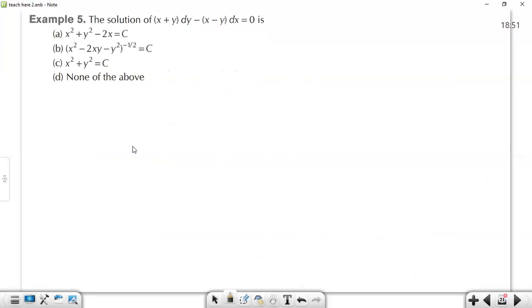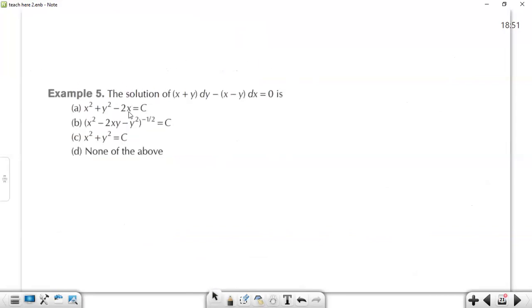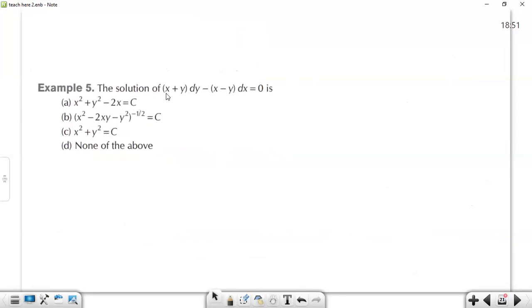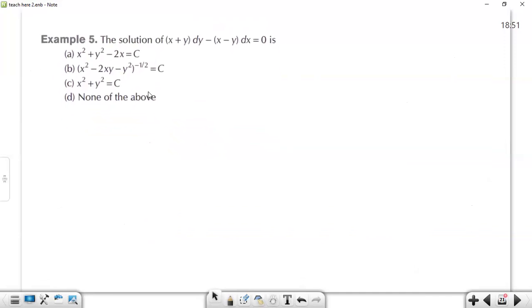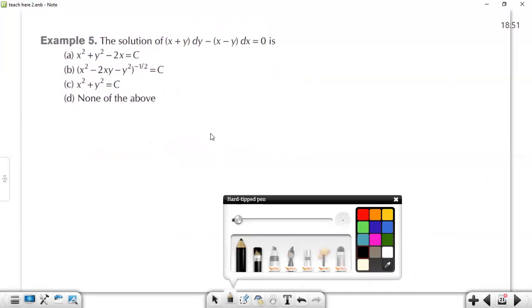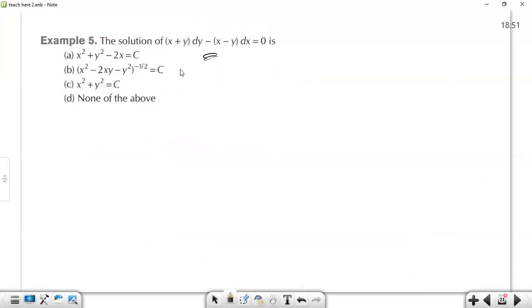So let's discuss this example. We have to find the solution of (x plus y) dy minus (x minus y) dx. In this equation itself, we can understand that we can make it a function of x plus y. So let's first try solving for dy over dx. It will become (x minus y) over (x plus y).